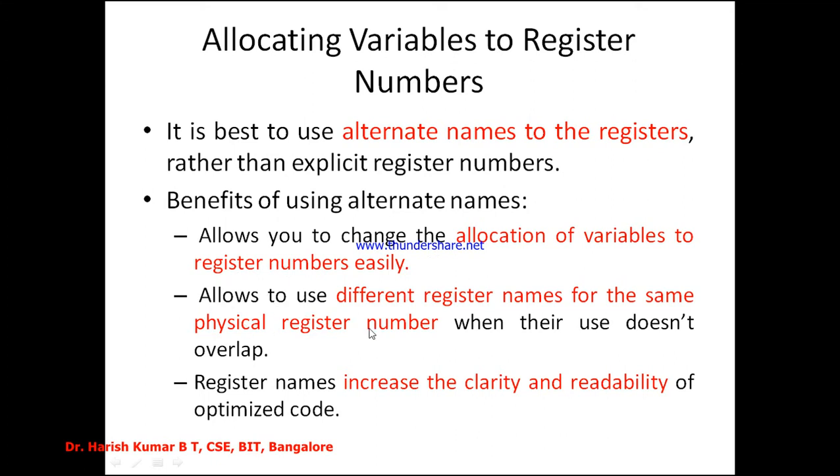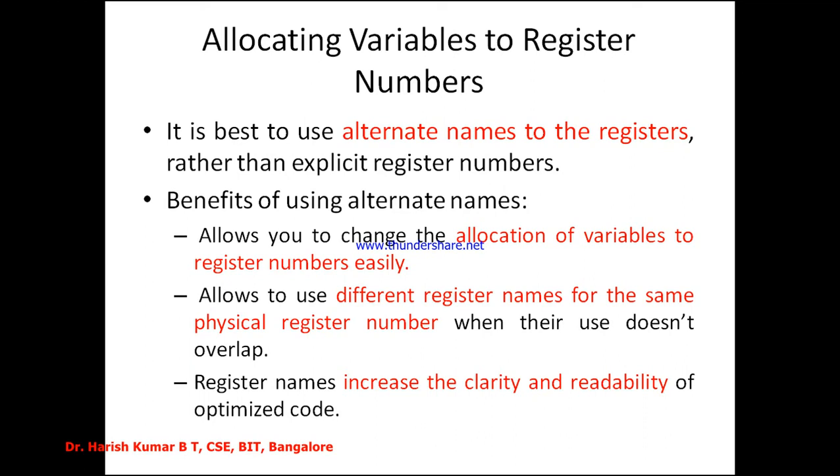And it also allows you to use different register names for the same physical register number. In case I want to use multiple alternate names for the same register number, then it is possible. That means I can call the same register number using multiple names. Say register R0, I need an alternate name I, and for the same register I need one more alternate name, say J. That is possible. IRN0, JRN0.